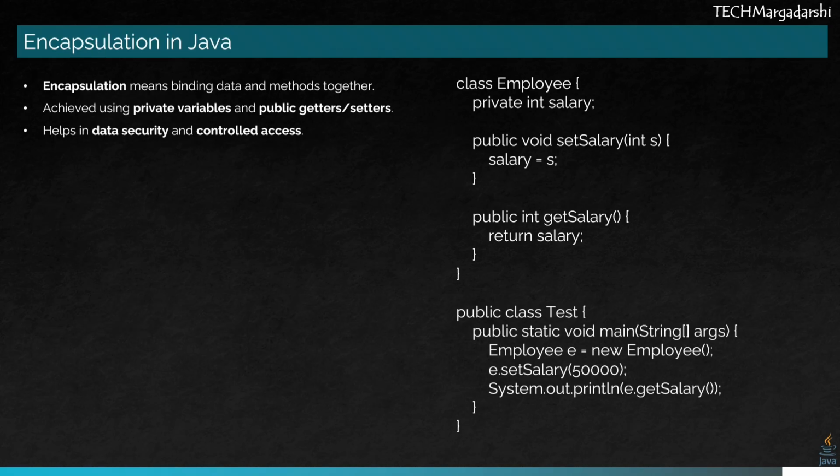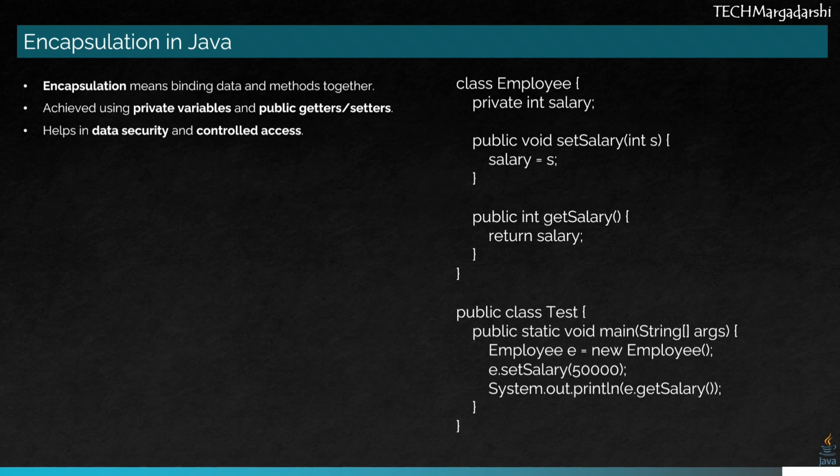Now let's understand encapsulation in Java. Encapsulation means binding data and methods together into a single unit. It is mainly used to protect data and allow controlled access. In Java, encapsulation is achieved by making variables private and providing public getter and setter methods. Now let's understand the code example.